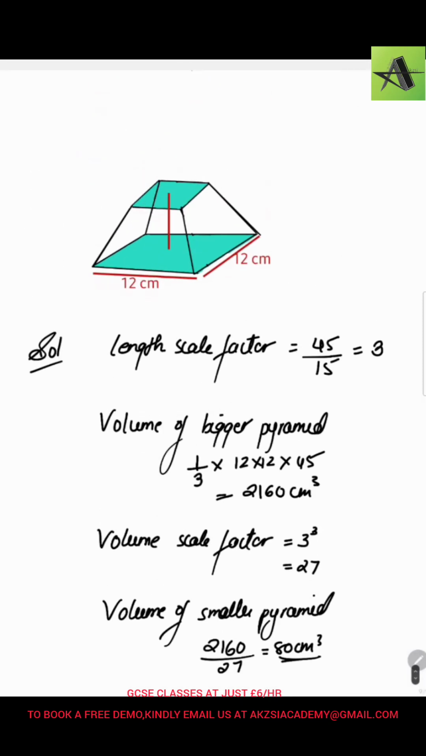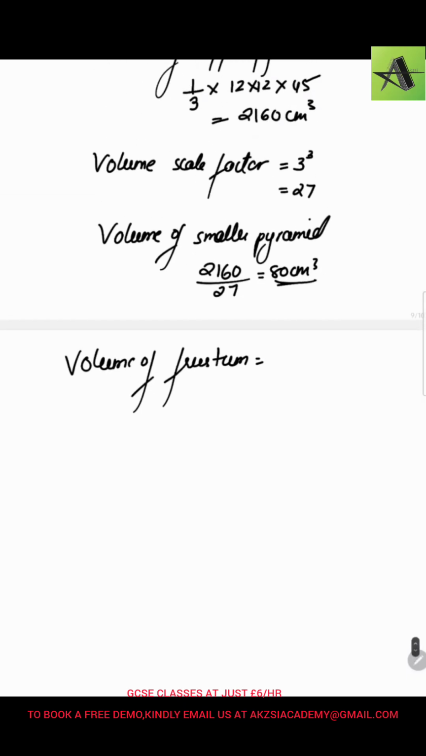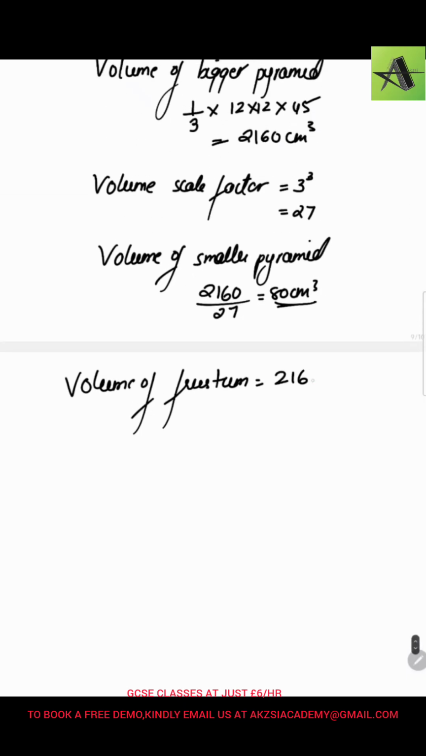So finally, the volume of the frustum is the subtraction of both. So the volume of the frustum is, just subtract these two. Let me write it a little properly. The volume of the frustum is 2160 minus 80. So from here we'll get the answer as 2080 centimeter cubed, and this is the volume of the frustum. And this is how you can calculate the volume.